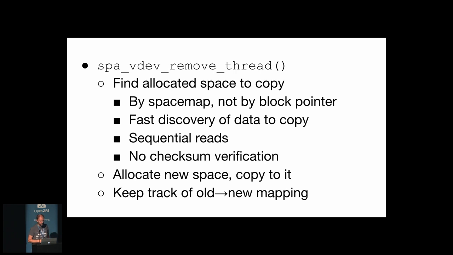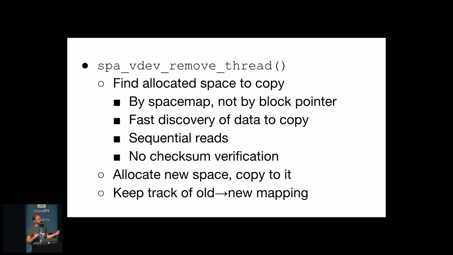Fast discovery of the data to copy, we get sequential reads, but the caveat is there's no checksum verification. So the checksums are stored in the block pointers. We aren't finding all the block pointers. Instead, we're just finding what is actually allocated. So we aren't able to verify the checksums during this. And what that means is that for the most part, everything works great, and I'll explain how this works with mirrors and data integrity a little bit later on.